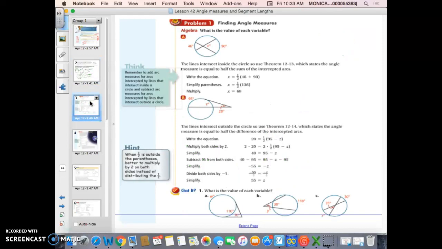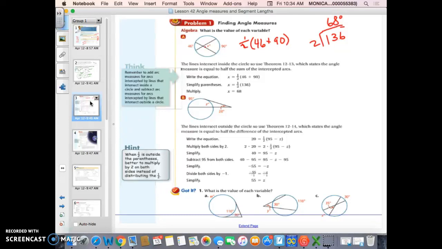Okay, so now let's find angle measures, and let's practice when we see different types of problems. So once again, for this one, you'll see that the angle is inside the circle. So this is going to be 46 plus 90 times 1/2. Okay? So 46 plus 90 is 136. So this is 136 divided by 2, because remember, taking half is the same as dividing by 2. And you get 68 degrees.